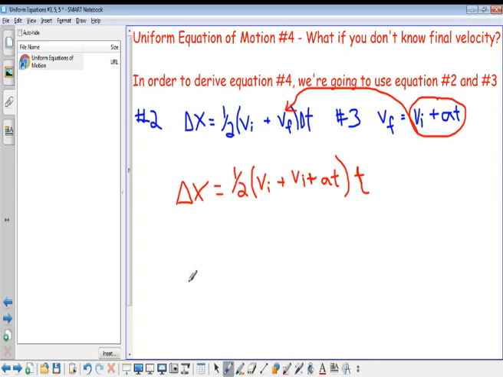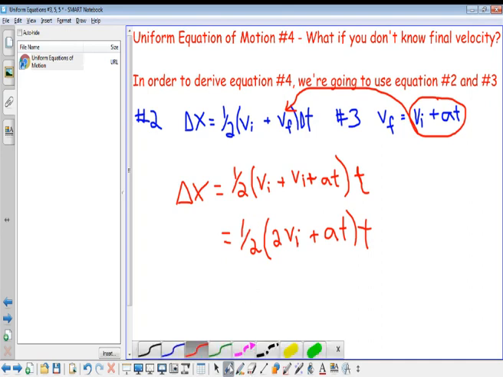And then I'm going to simplify a bit. I'm going to say that this is equal to 1/2 times (2 VI plus AT) all times T. Notice I left out the delta here, and that's just for simplification of deriving the equation. I can leave out the delta because that just means change in time. Change in time and time are usually the same thing. And now I'm going to distribute the 1/2. So I'm going to have 1/2 times 2 VI and 1/2 times AT.